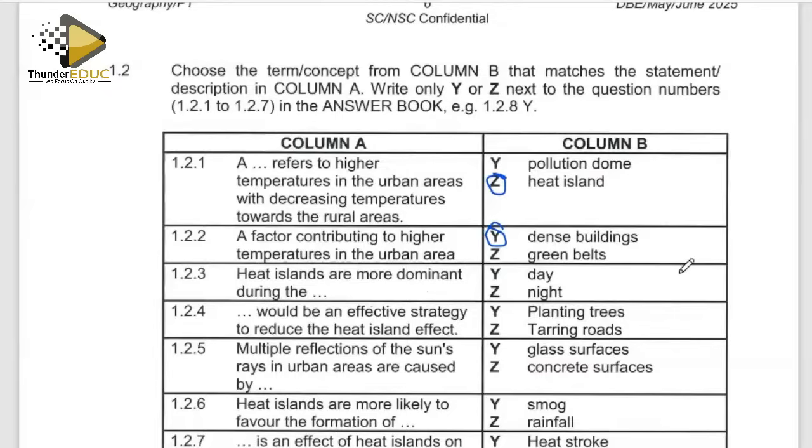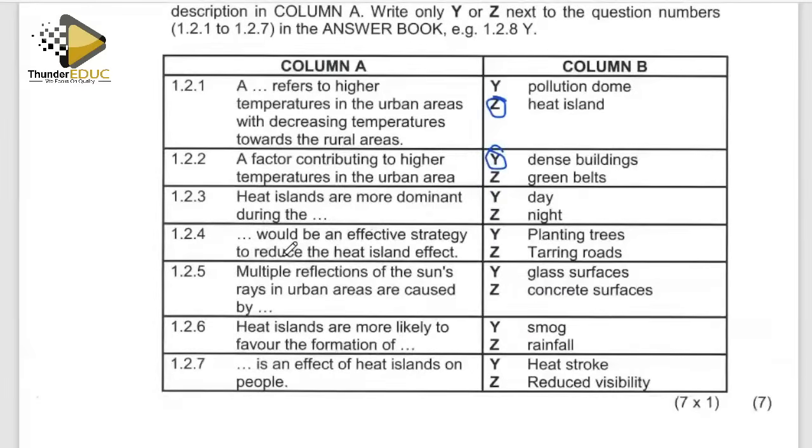Right, we move on to the next question, number 1.2.3. Heat islands are more dominant during which time? We have our heat islands dominating during the daytime. During the day, that is when we have high insolation. And because of that insolation, we tend to have heat being absorbed by artificial surfaces and also some of the heat being reflected, causing the temperatures to be higher during the day.